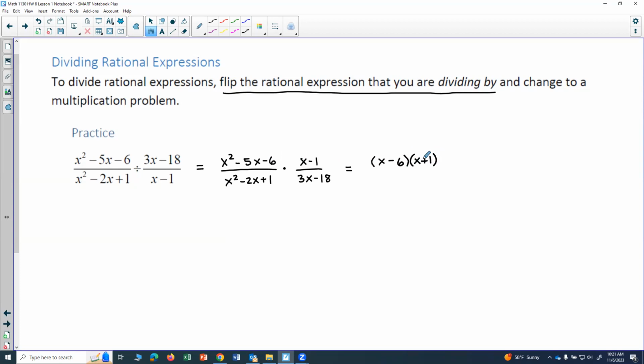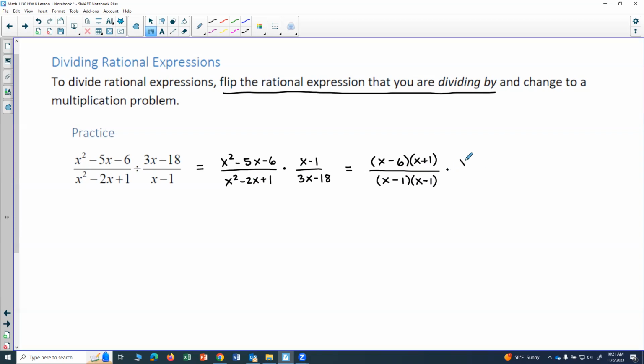Now let's just check. -6 times +1 multiplies to be -6, and -6 plus 1 adds up to -5. So that's the correct factorization. And then here I want two numbers that multiply to be a +1 and add to be a -2. So I could do x minus 1, x minus 1. -1 and -1 multiply to be a +1, and they add to be a -2.